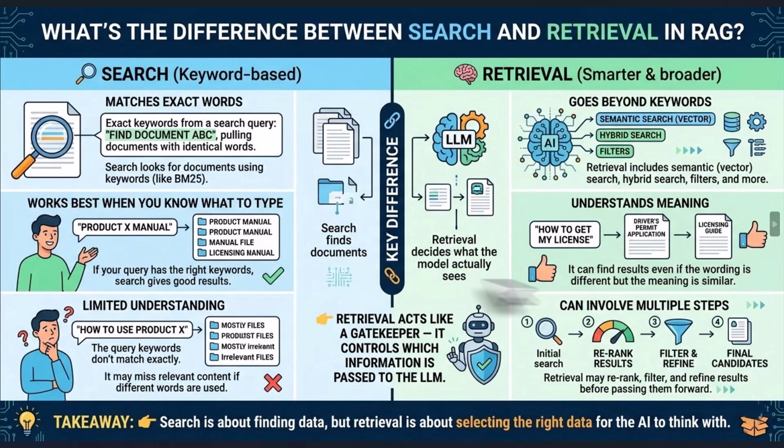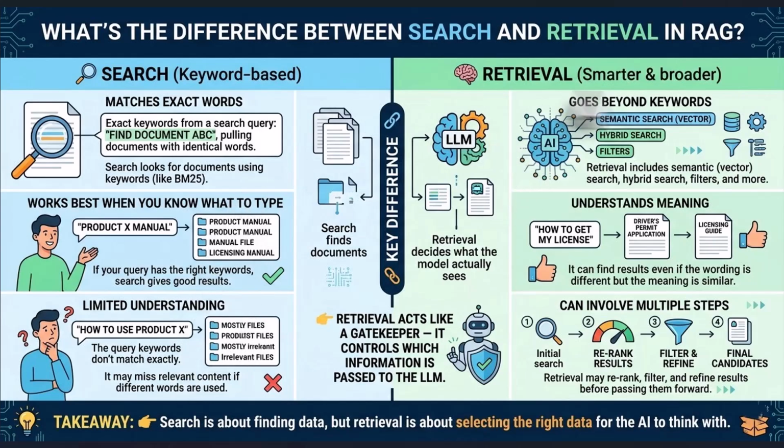All right. The next one is, let's understand what's the difference between search and retrieval in RAG. Search is keyword based, that is, it matches the exact words, and search looks for documents using keywords like BM25, and search works best when you know what you need to type. That is, if your query has the right keywords, then the search gives good results.